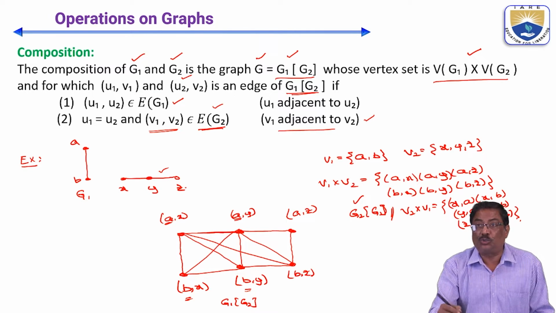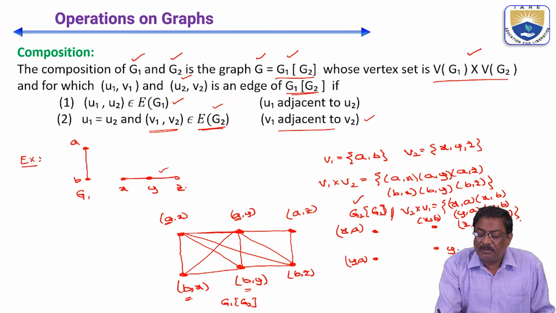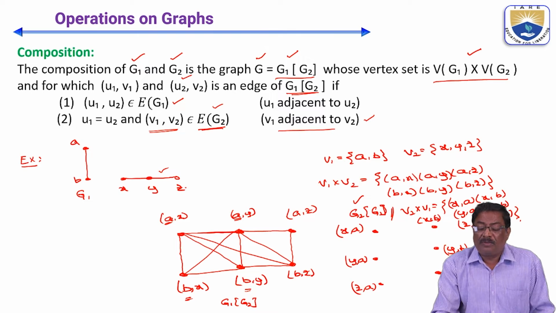Now I am going to construct G2 of G1. So here there are vertices which are of the form, let us say X comma A, this is one vertex and this is another vertex. So X comma A, X comma B, then Y comma A, then Y comma B, then Z comma A, then Z comma B. So now once again the same, whenever these are the vertices of G2 of G1, then we have to construct the edges.